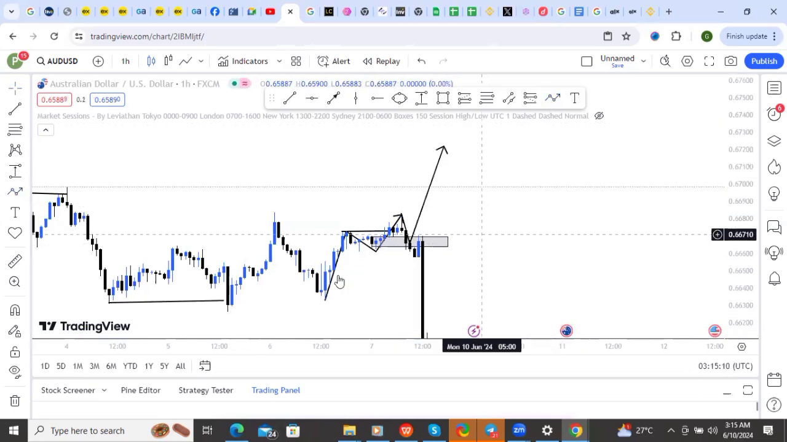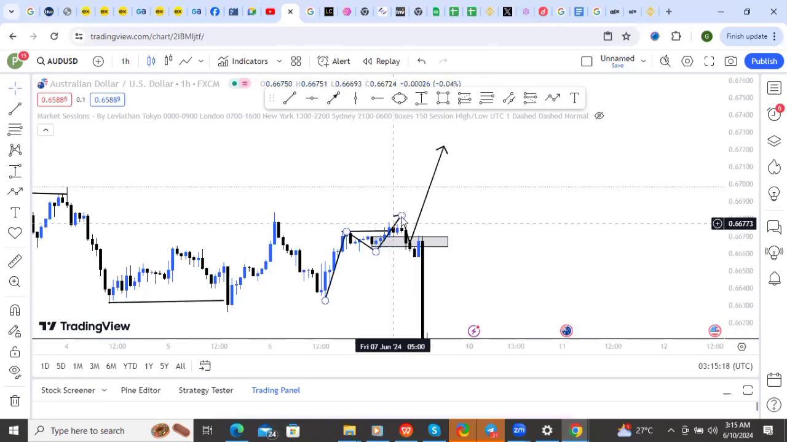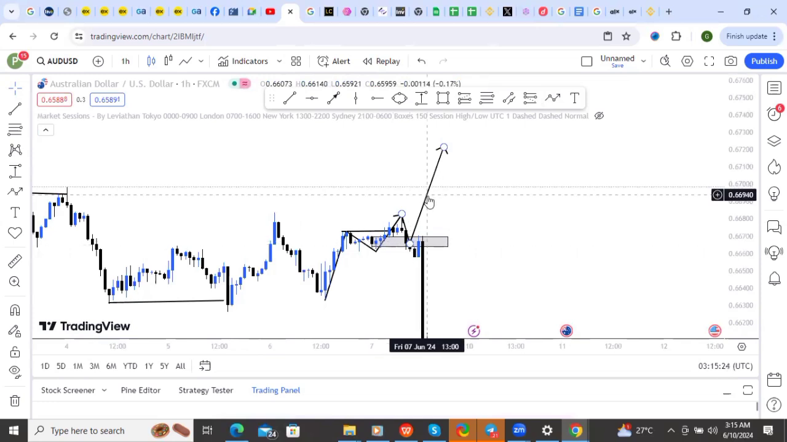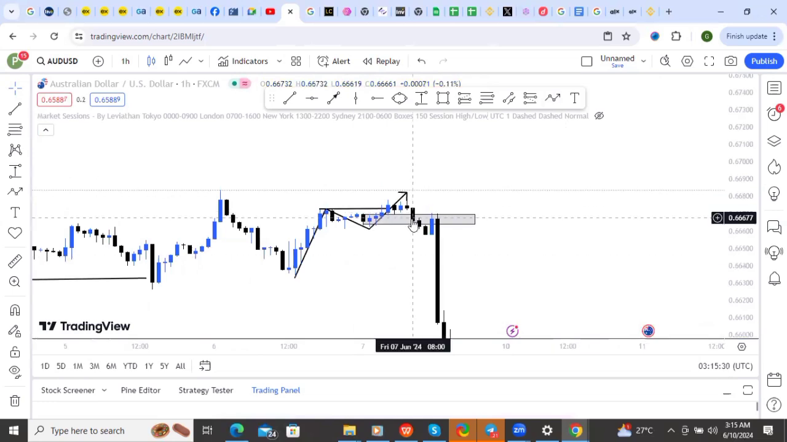Because we have a higher high, higher low, higher high, are we getting it? So we can be expecting price to come back to this zone and then we buy. But we have now seen a violation of this order block. Price came down to break this block.